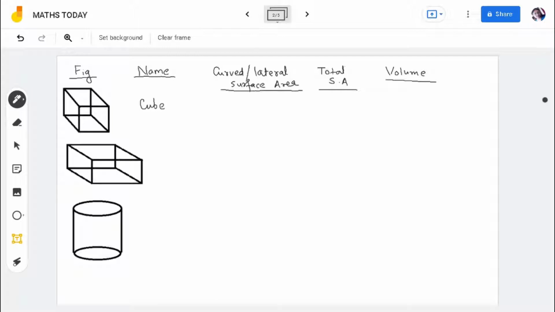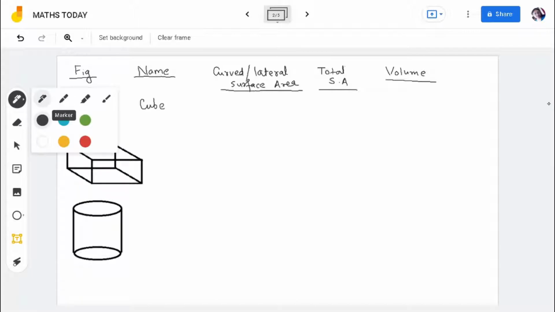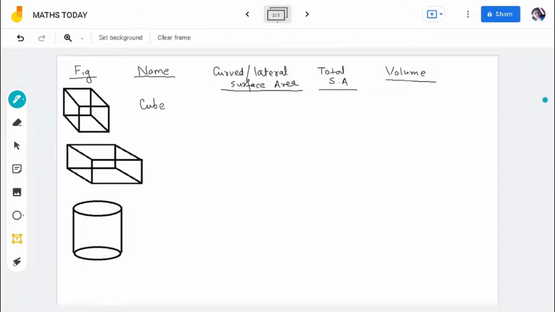As per the property of a square, we know that all sides are equal. So in the case of a cube also, all its edges are of the same length. Just suppose here I am taking the edge of the cube as A. That means this length is A, this length is A, and this length is also A. Now, these are known as length, breadth, and height. All are the same in the case of a cube.